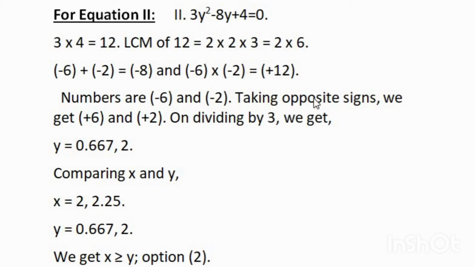Taking opposite signs of these numbers, we get plus 6 and plus 2. Now dividing by 3, we get 6 by 3, it is 2, and 2 by 3, it is 0.667. So the values of y are 0.667 and 2.